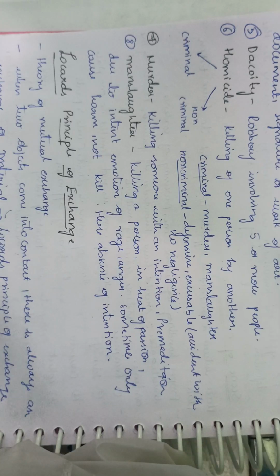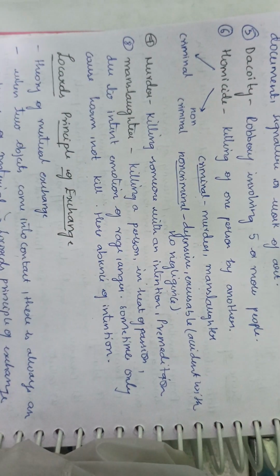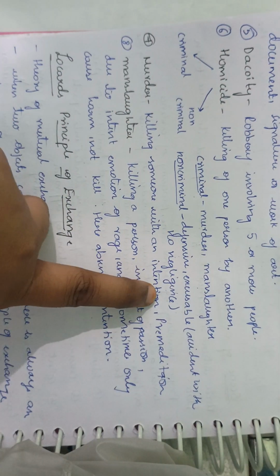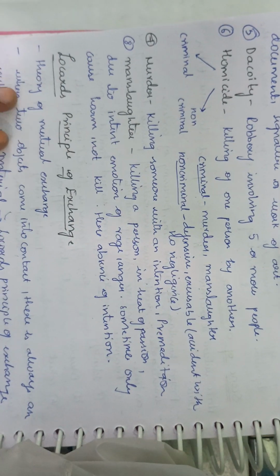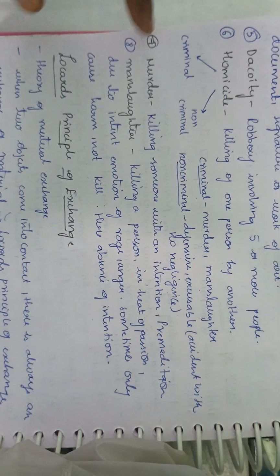Or he got an accident, like he got hurt, or else he has lost his life. Then that comes under non-criminal, like excusable, which means accident with no negligence. You did not do any negligent thing here, but the fault, the mistake, was that person's. So that comes under this.